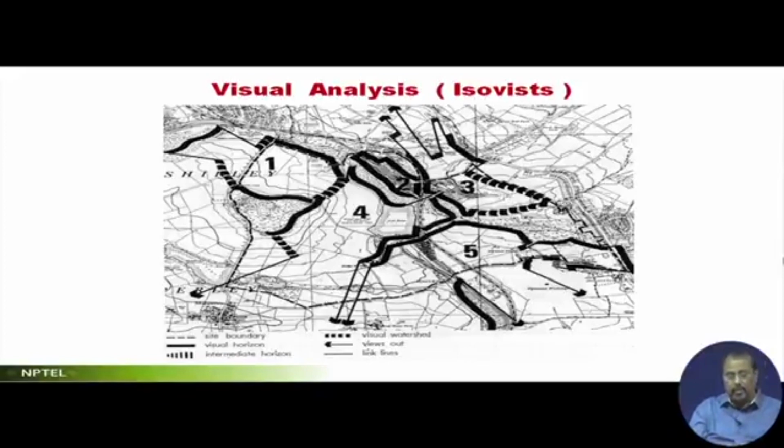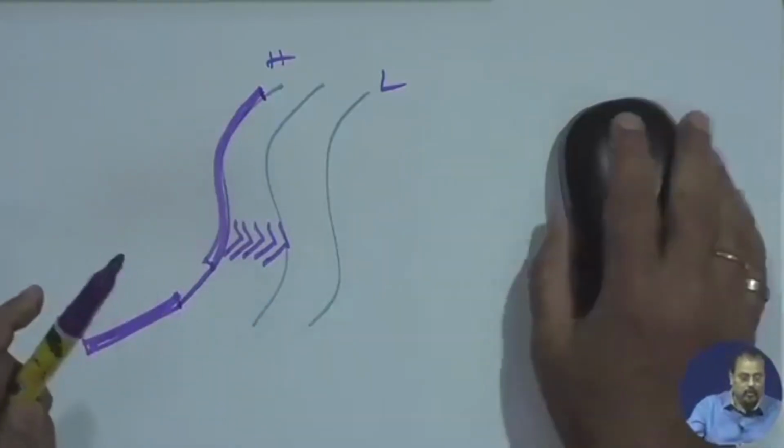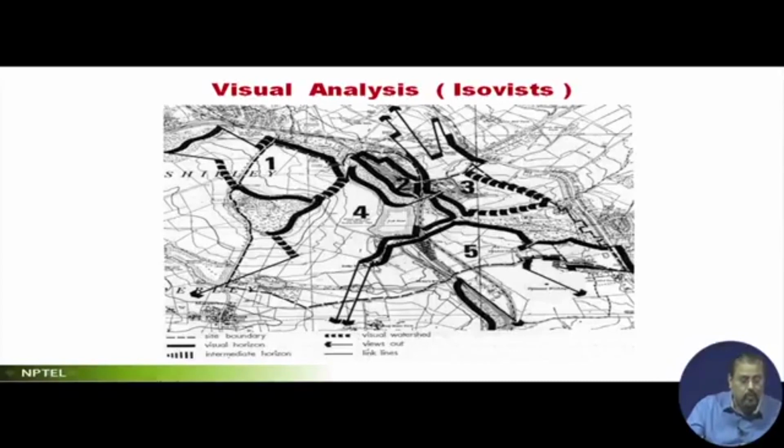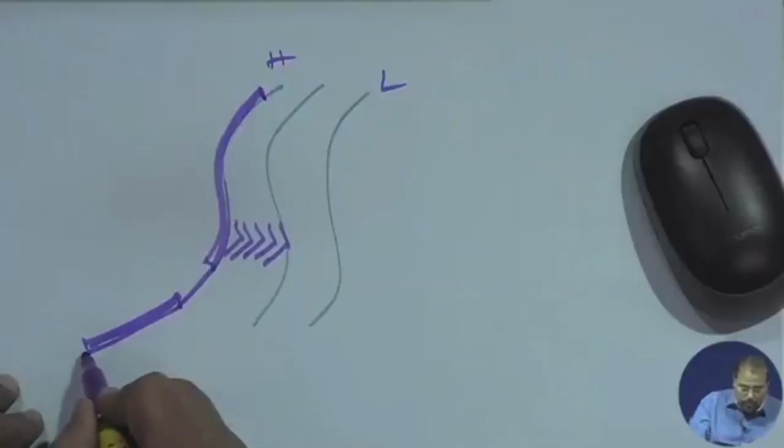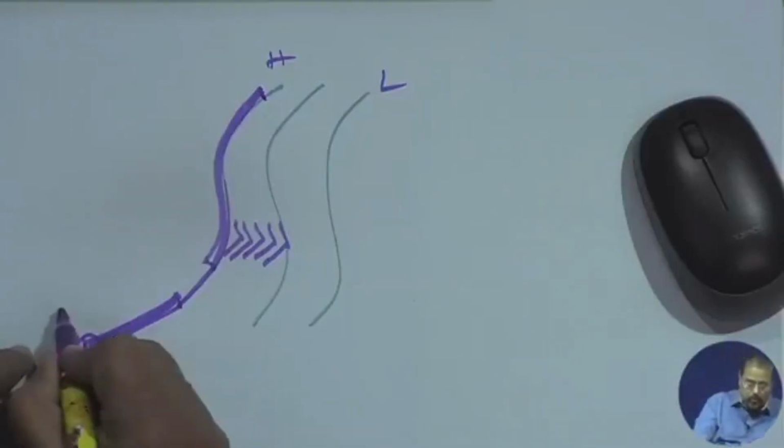Okay. Essentially, in this visual analysis, you have the visual horizon, the visual watershed, and the link lines, and also there is another thing. Look at this map. When you reach this particular point, you stop and look outside and you get a view out. Now let me draw. From here you have a view out. This particular point is called a viewpoint.